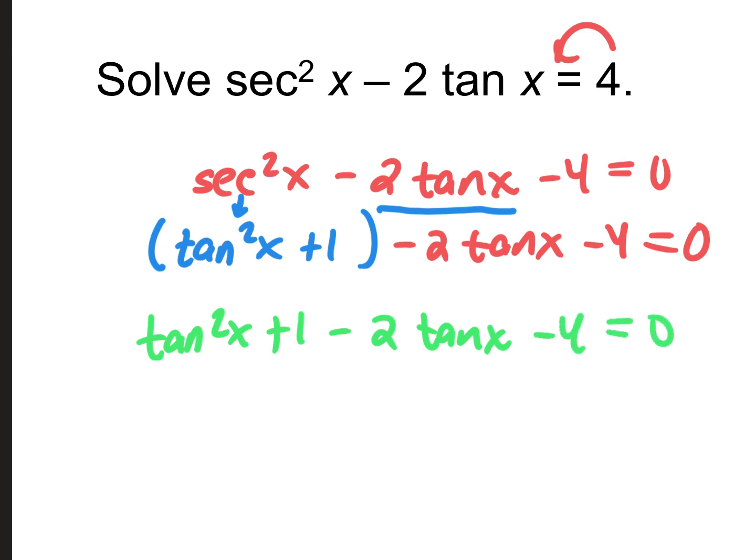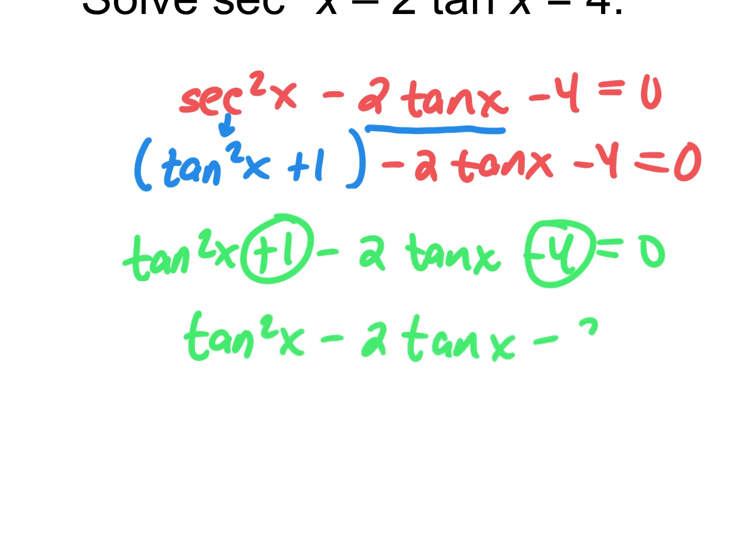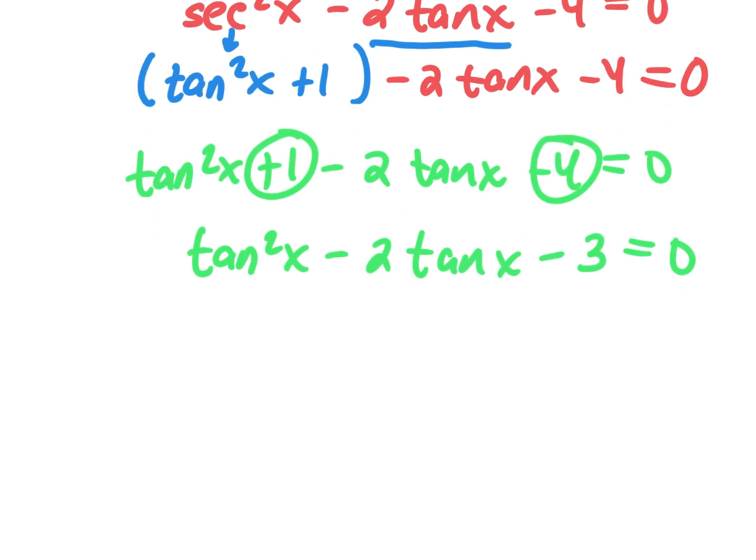Do you guys have anything you can combine? Positive 1 and a negative 4. So tan squared x minus 2 tan x minus 3 equals 0. Everybody all right? Okay, so we're going to factor this. What's going to go in the front of each parenthesis? Tan, good.